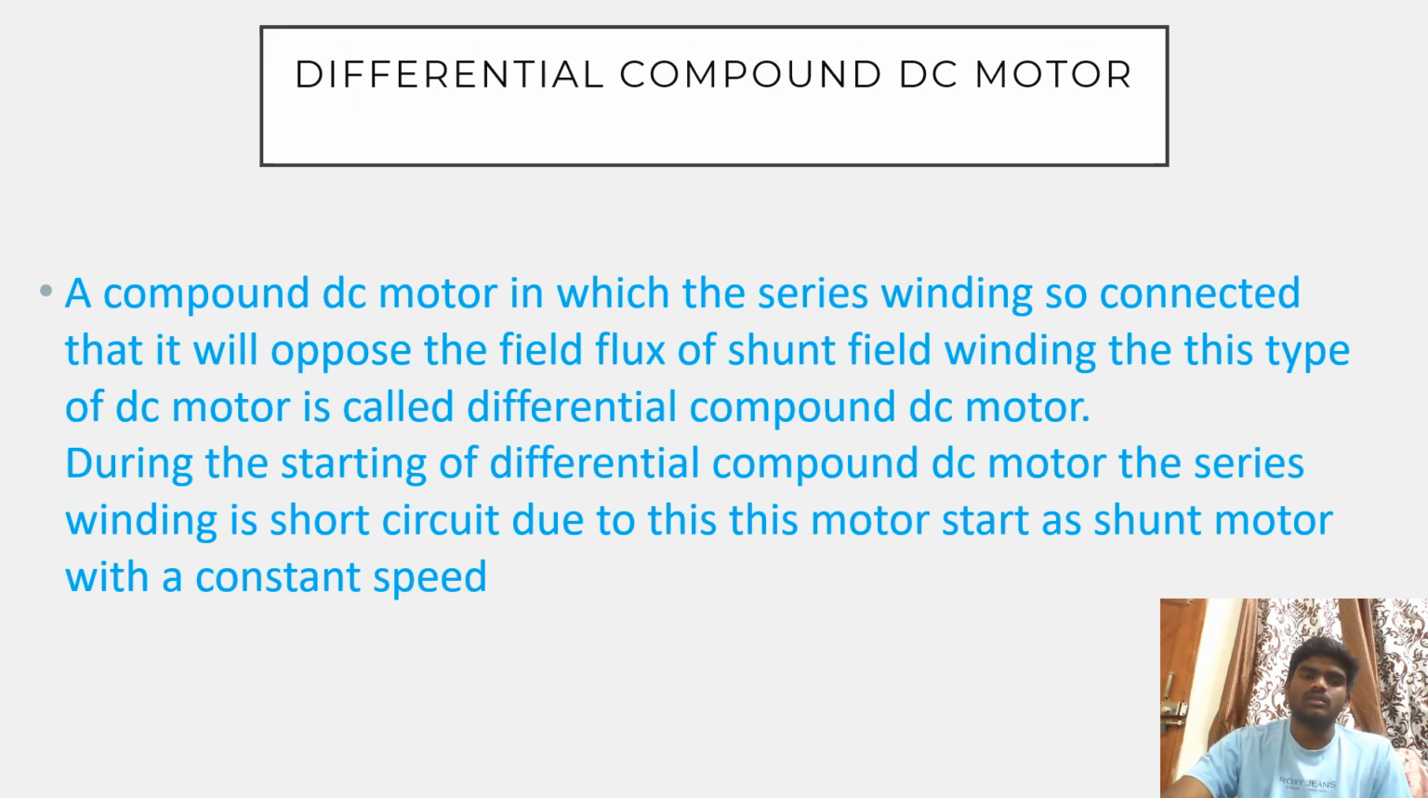Now the other type is the differential compound DC motor, a compound DC motor in which the series winding is connected so that it opposes the field flux of the shunt field winding. This type of DC motor is called a differential compound DC motor. During the starting of a differential compound DC motor, the series winding is short circuited. Due to this, the motor starts as a shunt motor with a constant speed.